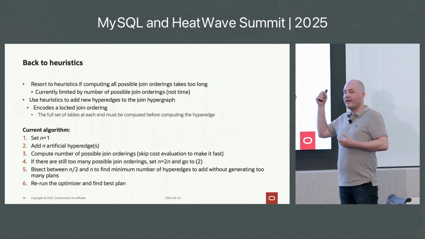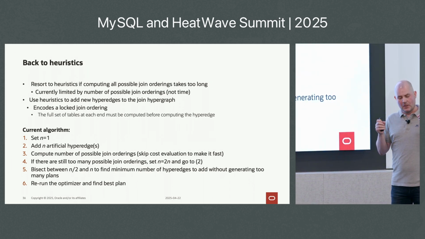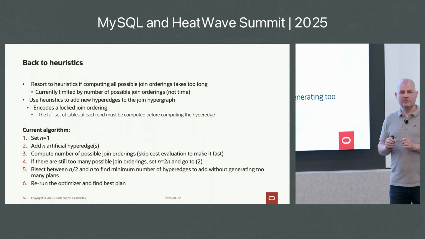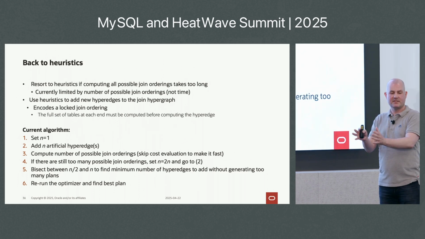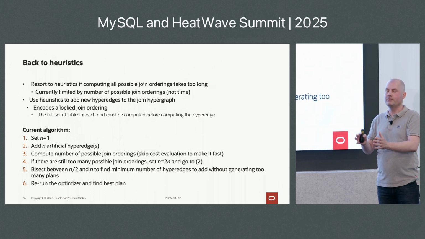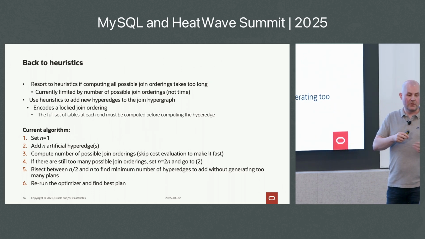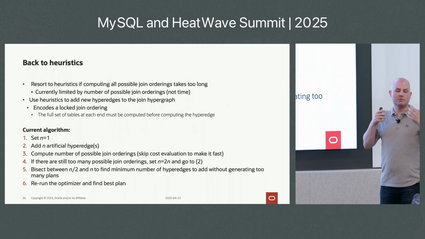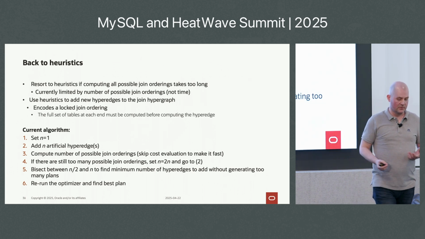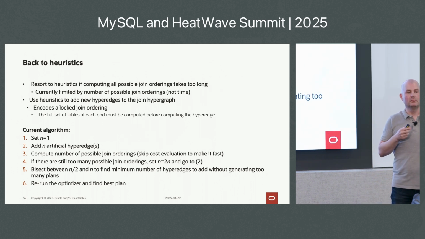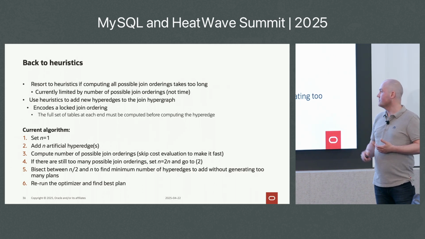And what we can do is use this heuristic to find the most obvious join orderings. The single most obvious join ordering here that we can lock in, we will say, okay, this one we will force to be done first. And then we can do that with more. We try to do that with as few as we can. So we basically bisect to find the fewest number of artificial hyperedges we need to add. And that brings us down to below the memory budget, the time budget.